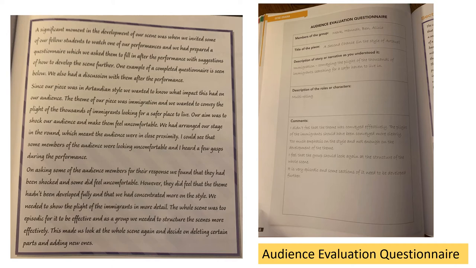Since our piece was Artaudian, we wanted to know what impact it had on our audience. The theme of our piece was immigration, and we wanted to convey the plight of thousands of immigrants looking for a safer place to live. Our aim was to shock our audience and make them feel uncomfortable. We had arranged our stage in the round, which meant the audience were in close proximity. I could see that some of the members of the audience were looking uncomfortable, and I heard a few gasps during the performance. On asking some of the audience members for their response, we found out they had been shocked and some did feel uncomfortable.